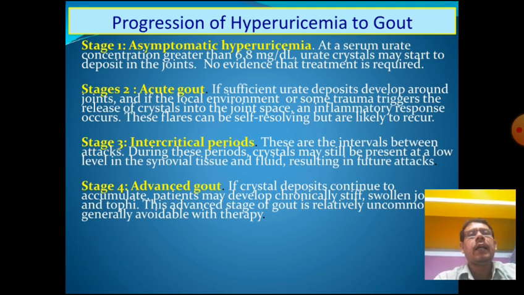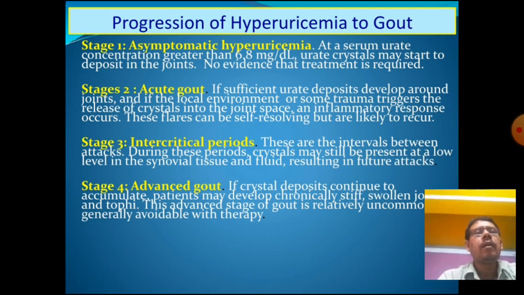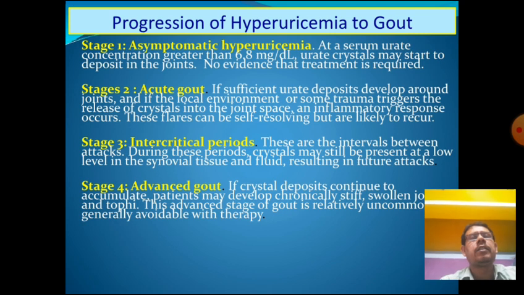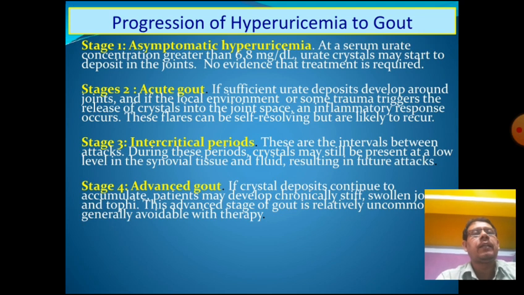In stage 2, acute gout, asymptomatic converts to symptomatic, which is called acute gout. When sufficient urate is deposited in the joints, in a local environment, some trauma triggers the release of the crystals into the joint space, and an inflammatory response occurs. These attacks can resolve by themselves, but they are likely to recur. This inflammatory condition is called tophi, and then calculi, and ultimately a renal stone will be formed.